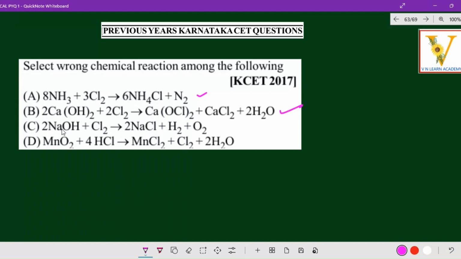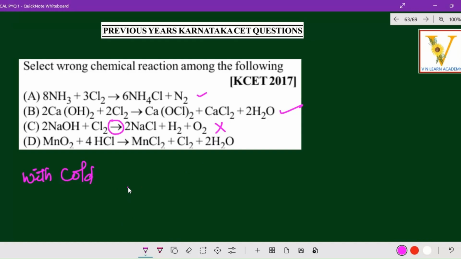And 2NaOH plus Cl2 giving 2NaCl plus H2 plus O2. NaOH will not react with chlorine directly, actually. They did not mention any condition. If they had mentioned a condition, at least with cold NaOH, I would bring that idea here. This is actually wrong. Sodium hydroxide will not react directly with chlorine; there will be some condition, cold or hot. Even with cold it may react, but you will not get H2 and O2, oxygen and hydrogen.